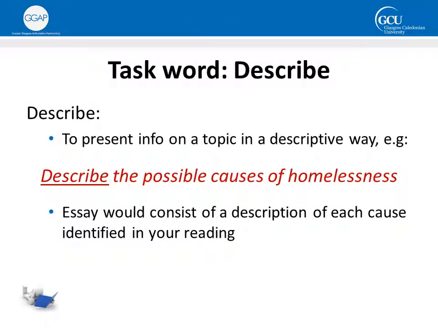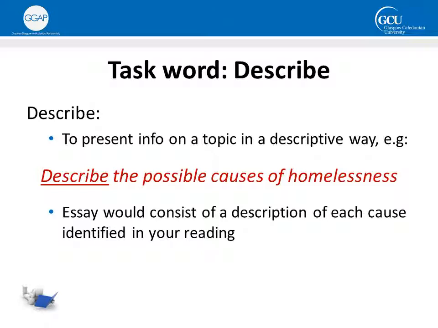Most common task words are describe, discuss, and critically analyse. To describe means to simply present information on a topic in a descriptive way. Let's consider an example. If you were asked to describe the causes of homelessness, you might find from your reading that there are three main causes, maybe drug misuse, lack of social support, and poverty. Your essay would consist of a description of each of these causes.